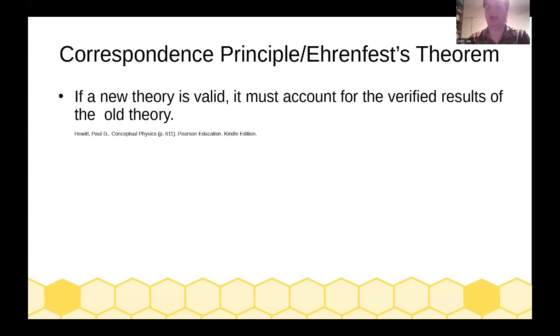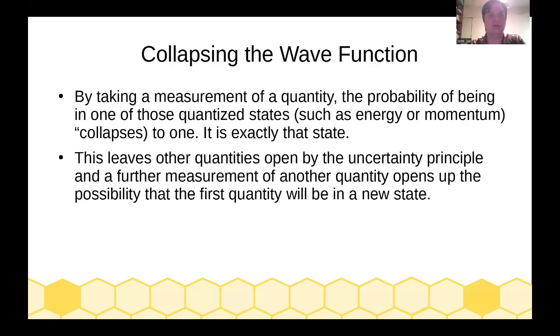And if you take the average momentum value for the probability cloud, you are going to get that classical momentum. By taking a measurement of a quantity, the probability of being in one of these quantized states, such as energy or momentum, collapses to 1. It is exactly that state. This in turn leaves other quantities open by the uncertainty principle, and a further measurement of another quantity opens up the possibility that the first quantity will be in a new state.